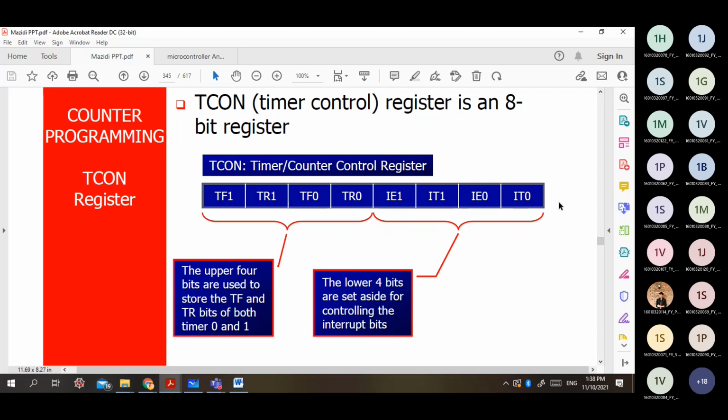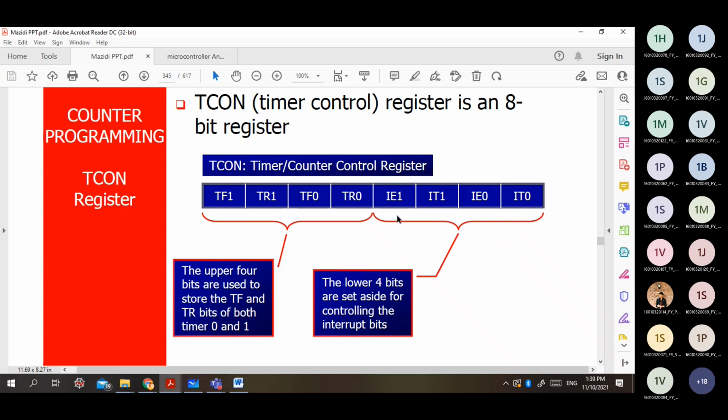They are not for a timer. They are actually for a time interrupt. Fine. So IE means what? Whether an external interrupt is present or not. And IT means what? What is the type of that interrupt? So IE means external interrupt, whether it's available or not. That will be decided with this particular bit just by making it 0 or 1.